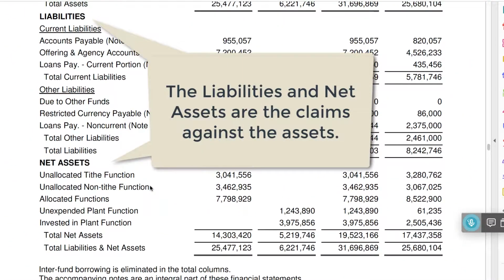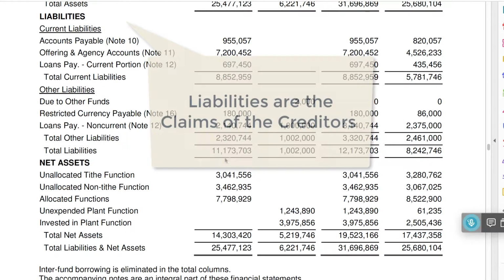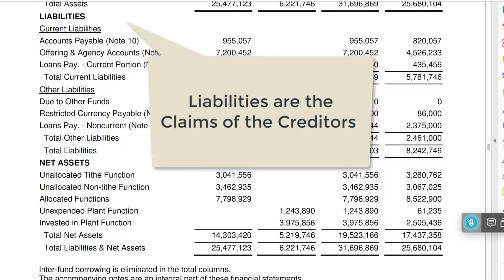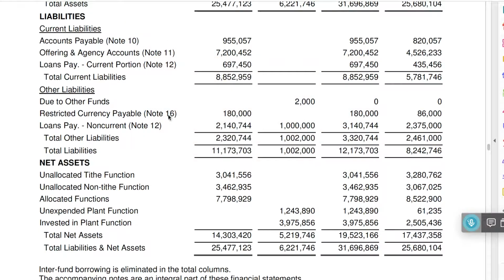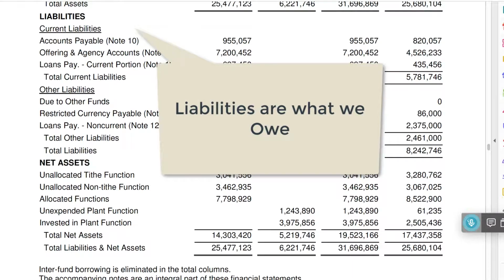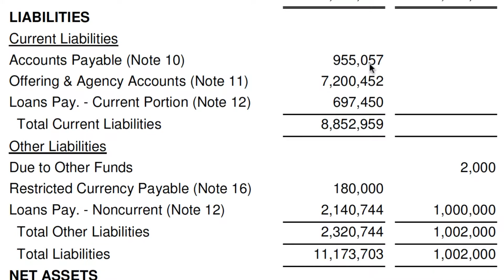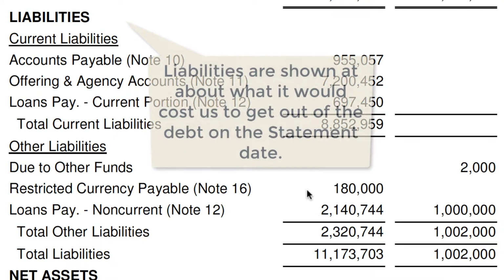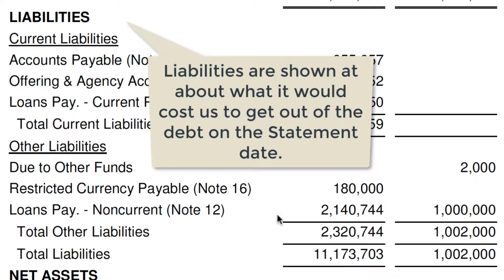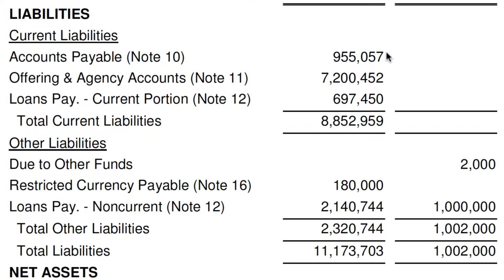So liabilities are the claims of the creditors. These are what we owe. Now this is sort of simple. They are typically shown at very close to what we would have to pay to get out of them today. That is not precisely correct, but it's a good working start. They do not include future interest that we will have to pay sometime in the future, and they do not consider penalties for early payment.